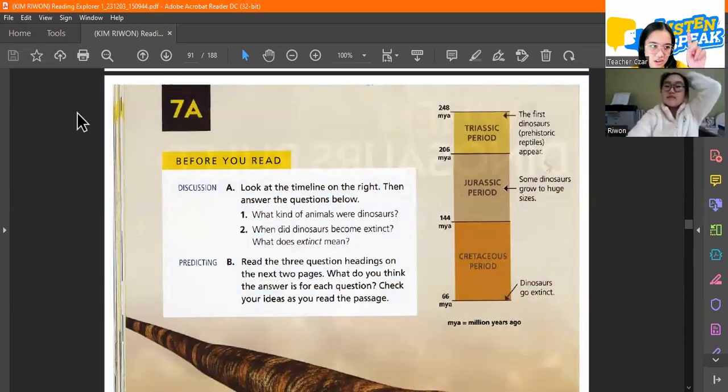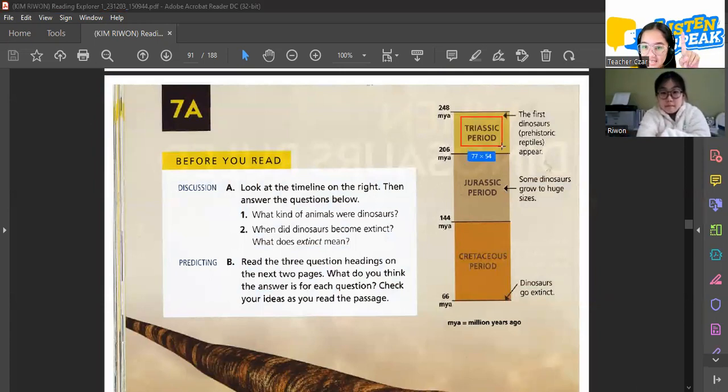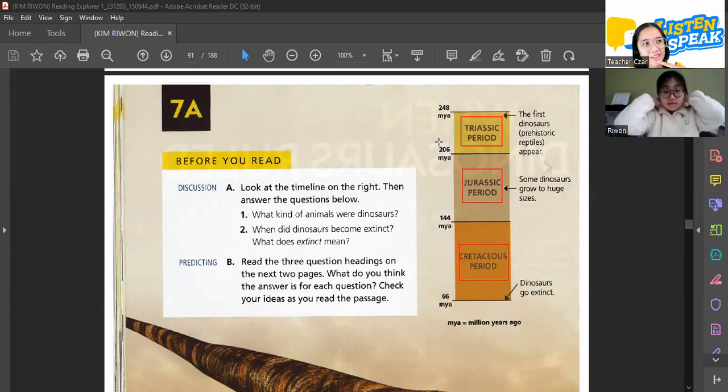So as you can see here, dinosaurs lived in three periods: the Triassic, the Jurassic period, and the Cretaceous period. The Jurassic period dinosaurs are the dinosaurs that you watch in the movie Jurassic World, because as I know, in these periods there were different species of dinosaurs living back then.